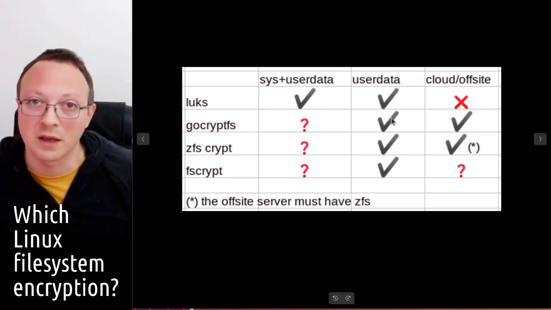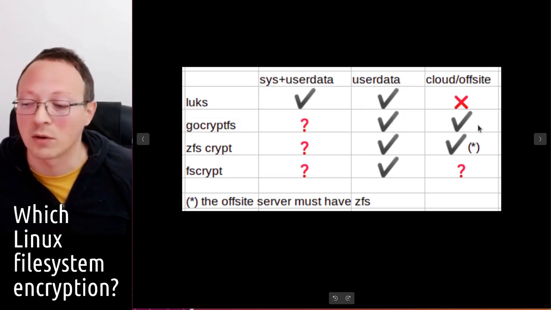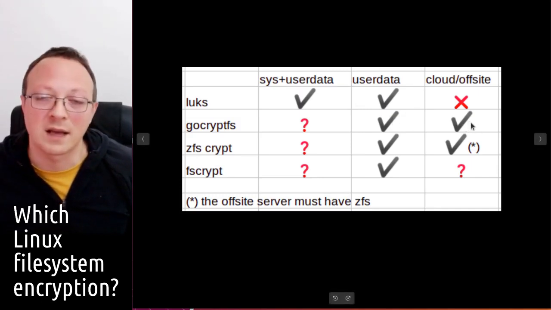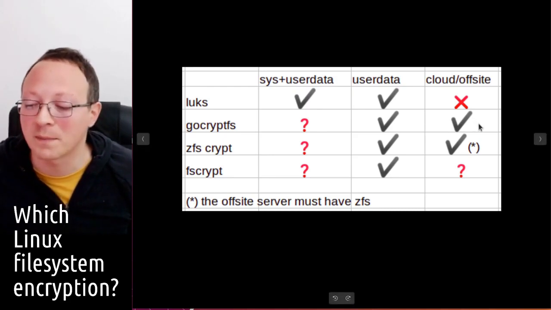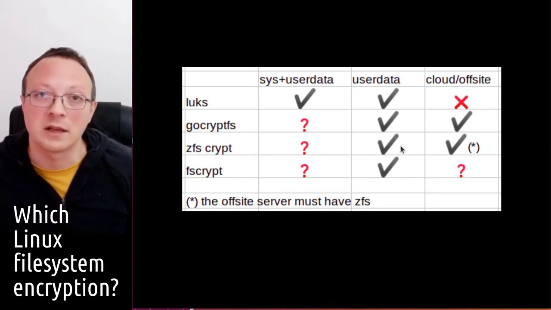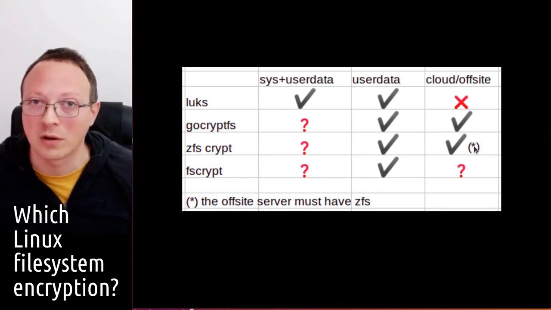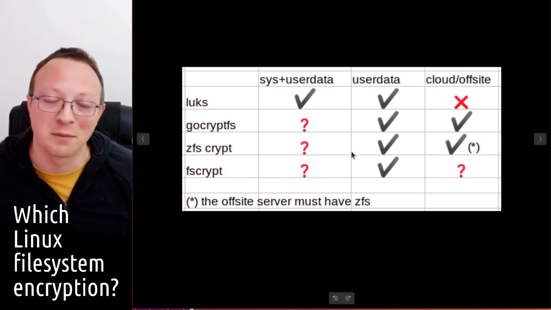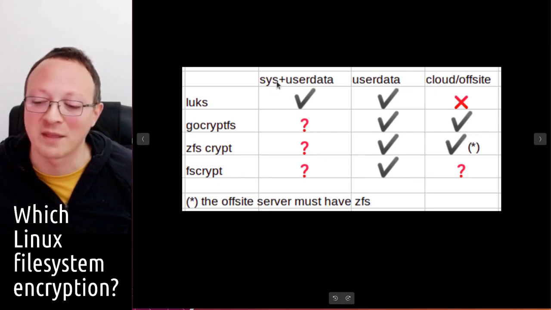GoCryptFS works for the user data, and it also works on cloud providers, but it has lower write performance. ZFS native encryption works for user data, and it could also work for cloud or remote services, but those services should support the ZFS file system, so you give them raw data without the encryption key. But the best local performance is with LUKS encryption, so it doesn't work in the cloud.